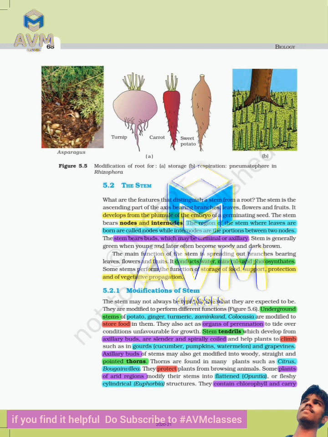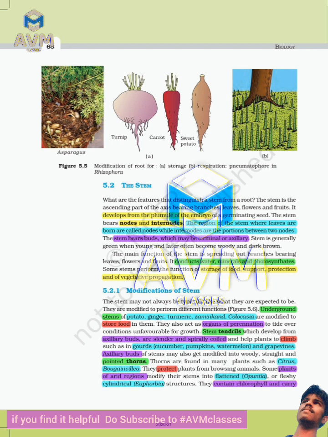The stem bears buds, which may be terminal or axillary. The stem is generally green when young and later often becomes woody and dark brown. The main function of the stem is spreading out branches bearing leaves, flowers and fruits. It conducts water, minerals and photosynthates. Some stems perform the function of storage of food, support, protection and vegetative propagation.